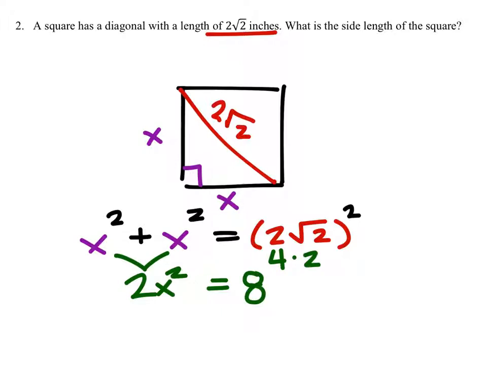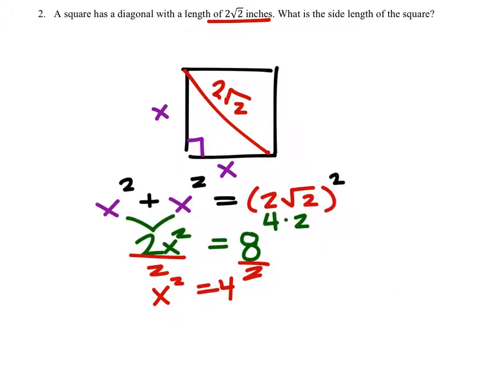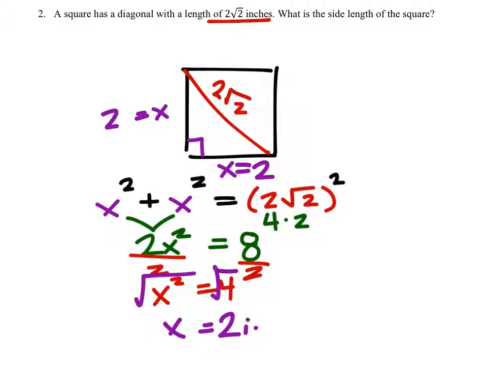Very good. And now to solve for the x, we're going to divide both sides by 2, and now x squared equals 4. Then we'll go ahead and square root both of these. Square root of 4 is just 2, and that's x right here. So both of these side lengths would be 2 for the square. So 2, specifically in this case, inches. That is the side length of the square.